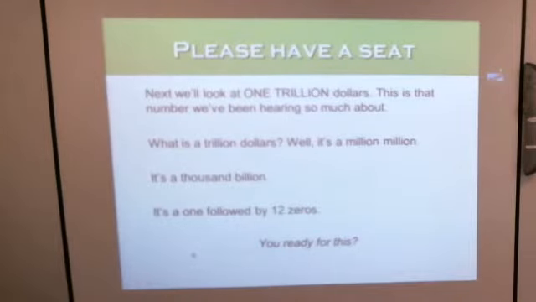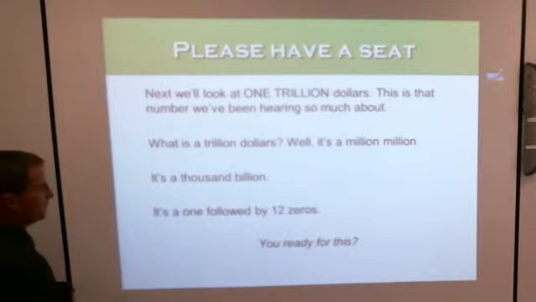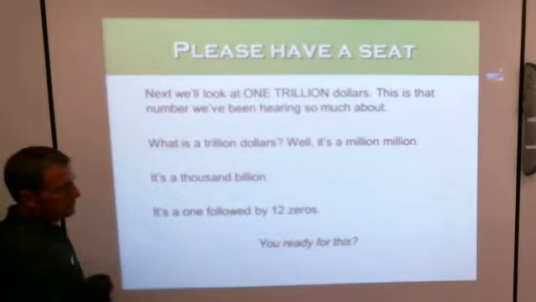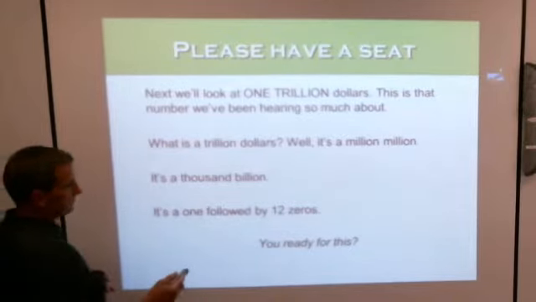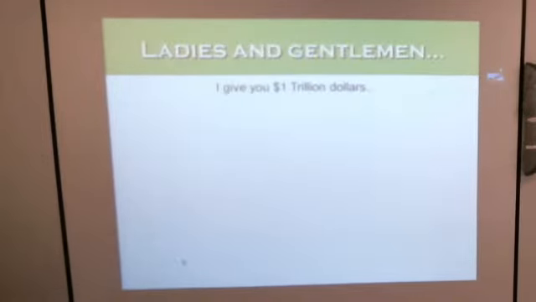Now we'll look at $1 trillion. This is the number we've been hearing so much about. What is $1 trillion? Well, $1 trillion, ladies and gentlemen, is $1 million million. It's 1,000 of those $1 billion. It's 1 followed by 12 zeros. This is what it would look like in terms of pallets full of $100 bills. I give you $1 trillion.